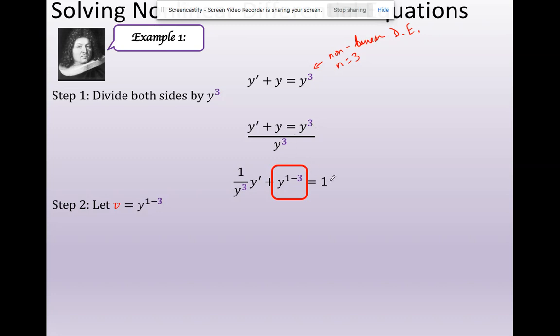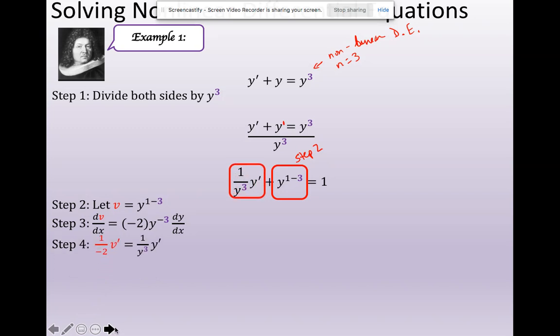Y cubed divided by y cubed is 1. Y to the first divided by y cubed is y to the 1 minus 3. So that's what you're going to name v, step 2. Differentiate both sides. 1 minus 3 is actually negative 2. So bring down the negative 2. Y to the 1 minus 3 is just y to the negative 3. Spit out, right? This is implicit differentiation.